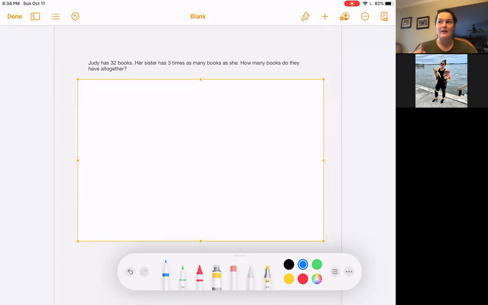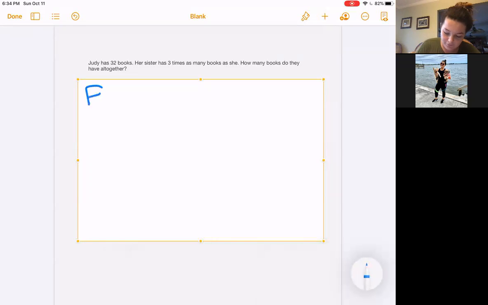So if I'm using my FAST DRAW strategy, first I'm going to write out FAST DRAW. This will make sure that I have a checklist to go by so I don't miss any of my steps. FAST DRAW. Okay, not too bad.